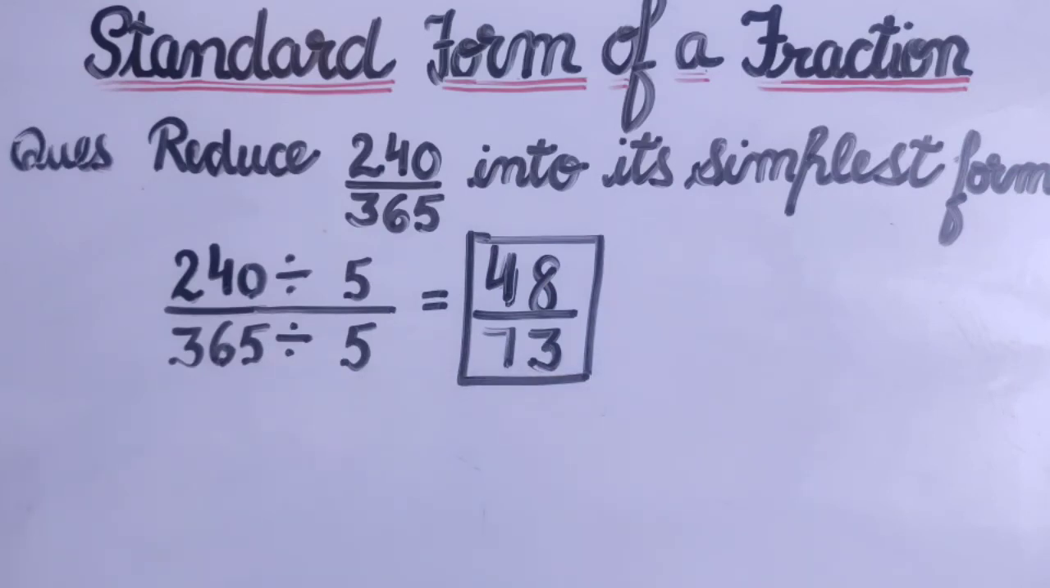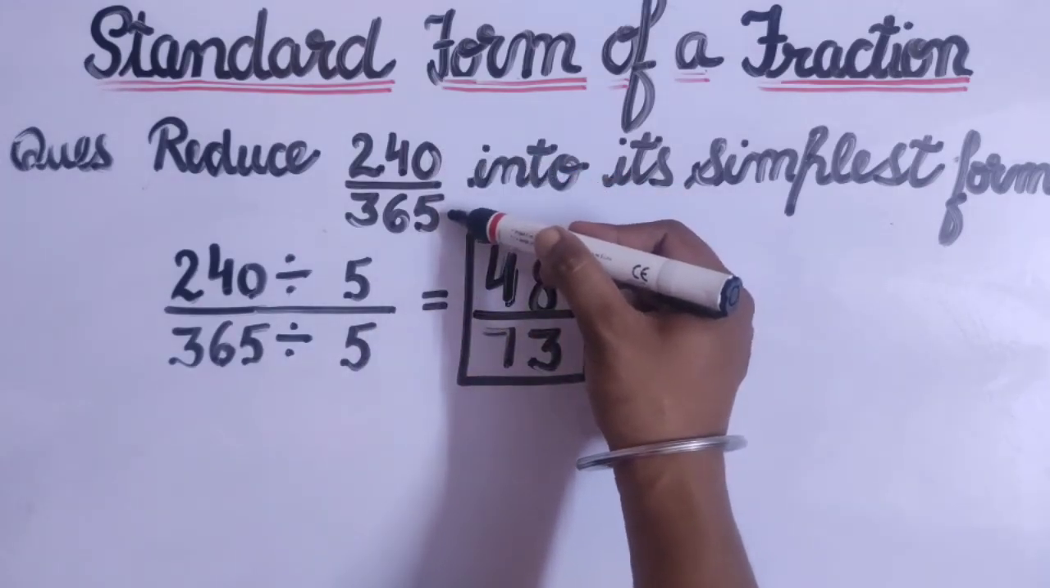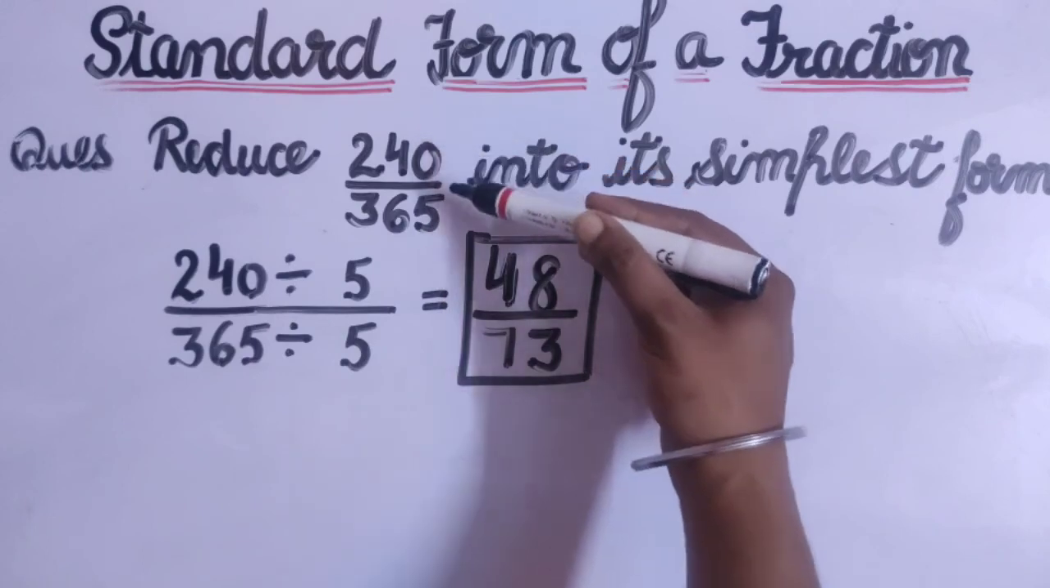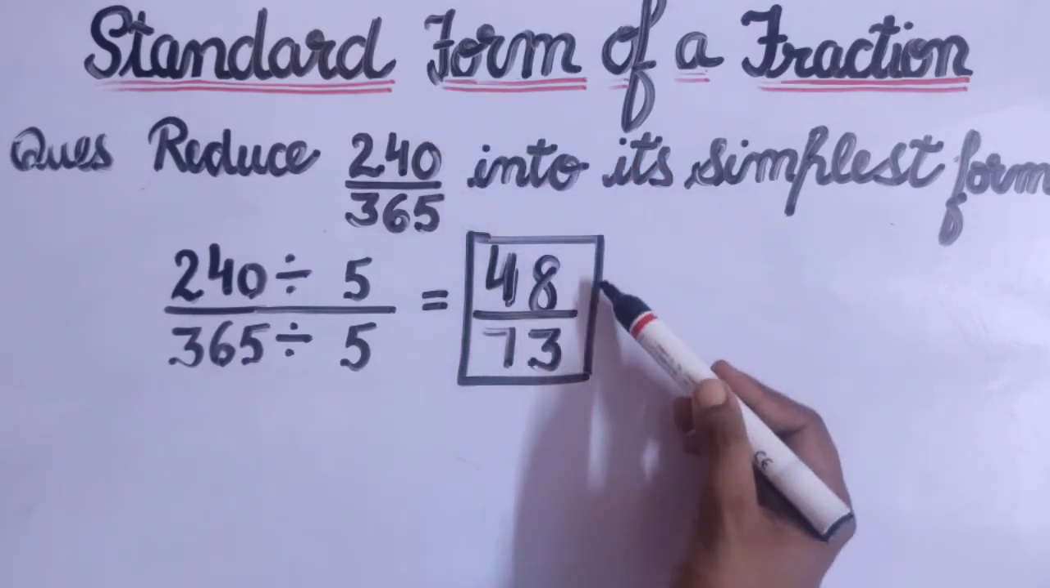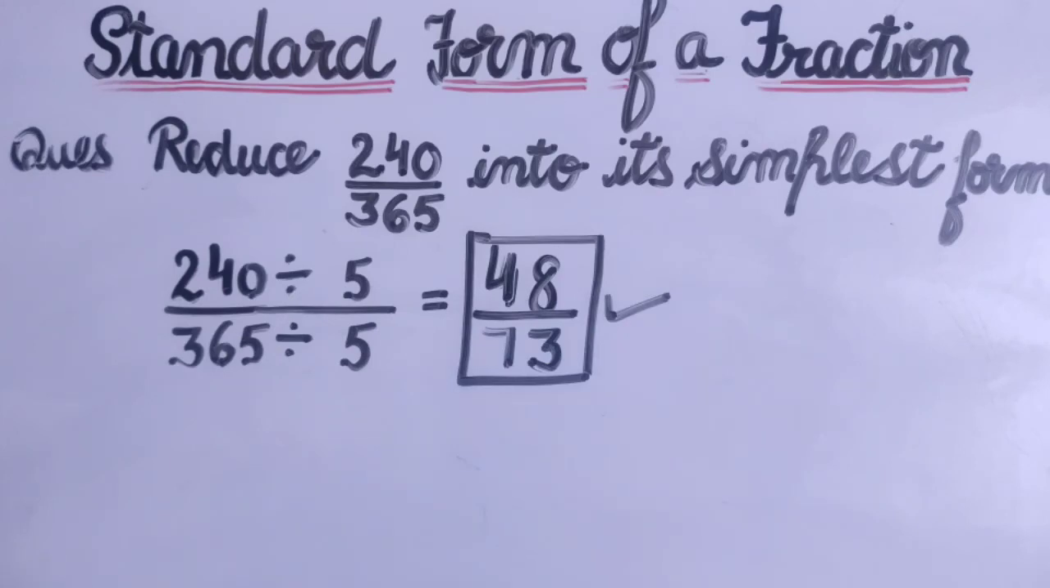Two steps we have to follow to convert the given fraction into the simplest form. First one is we have to find out the HCF of numerator and denominator of the given fraction. And second step is we have to divide the numerator and denominator by that HCF. The fraction which we will get will be in simplest form or in standard form. Clear, students?